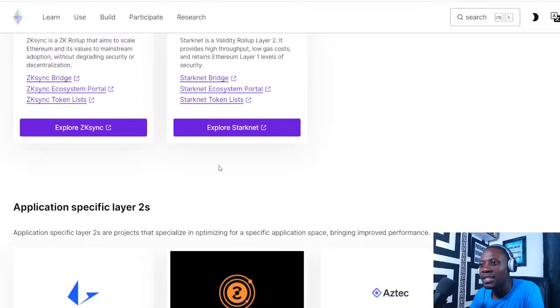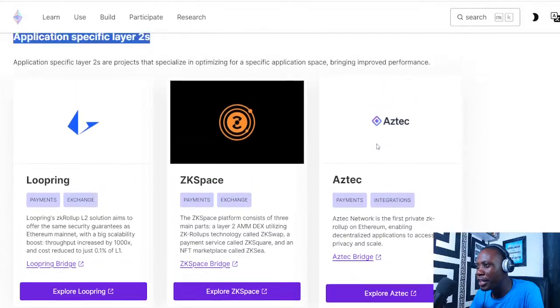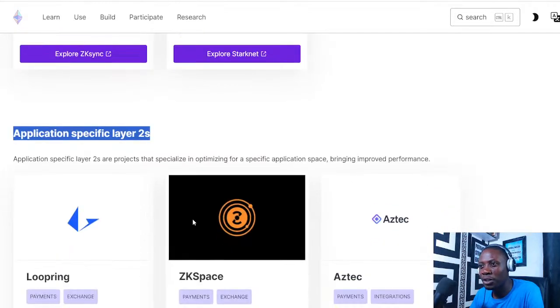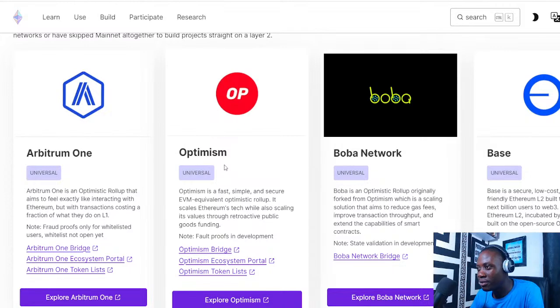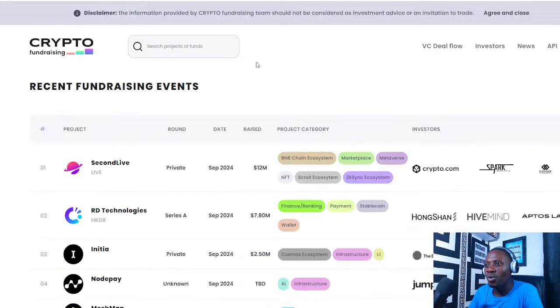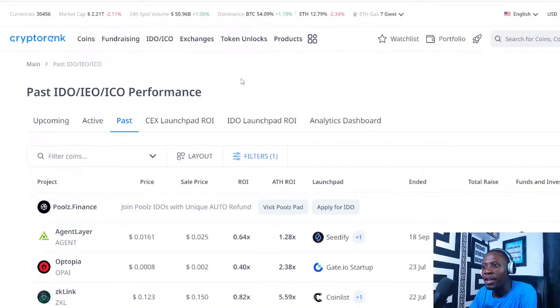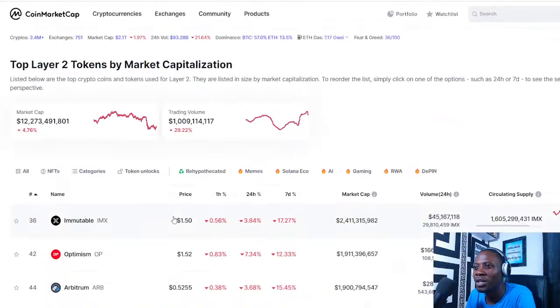ZK Space, Aztec. These ones are application specific layer 2s. Loopring and Aztec and ZK Space are application specific. These ones are generalized layer 2s, right? Like you've read about. I want us to come quickly to already launched L2 projects, and I want us to look into that, right? Some are gems, some are already launched, some are not known, some are known. I would quickly walk you through.